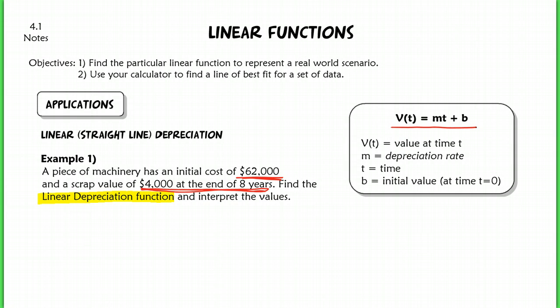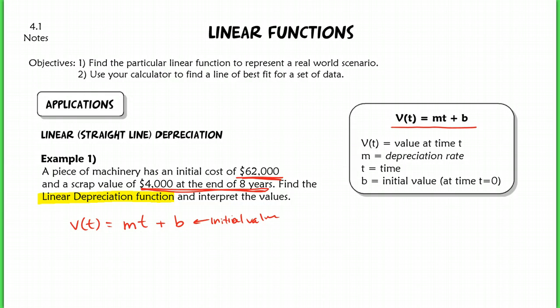So the value in terms of t, so value as a function of time, is equal to the depreciation rate, which is your slope, times your input, the number of years, plus some initial cost. So b here represents your initial value, the initial value when you first purchase it. So in this case, what I need to do is figure out what my slope is.